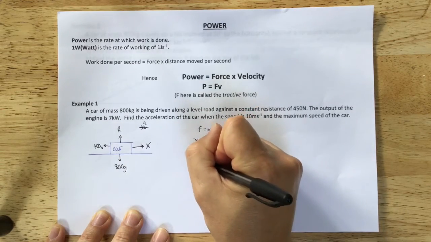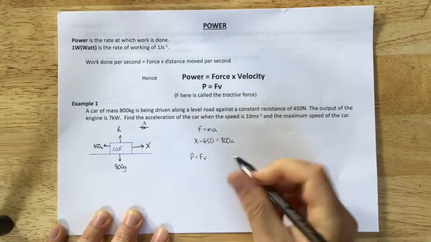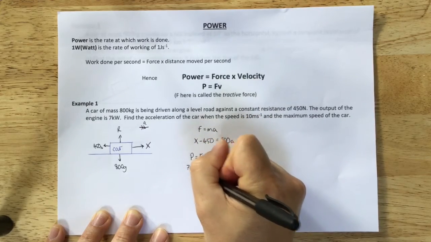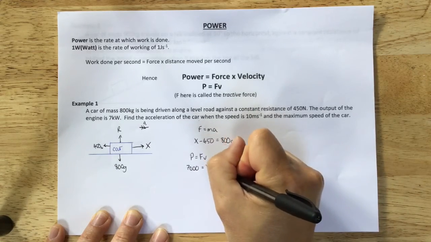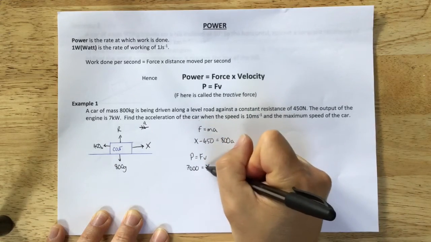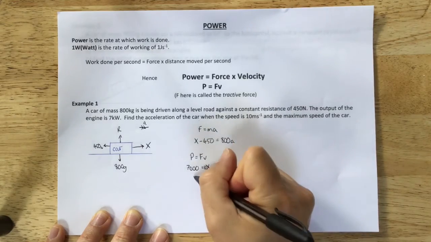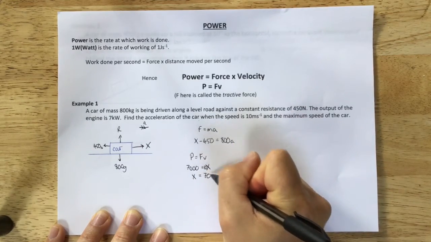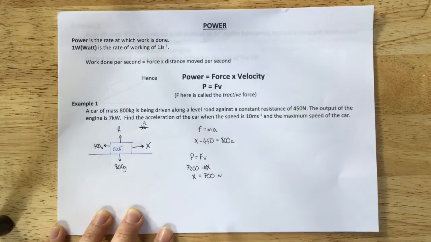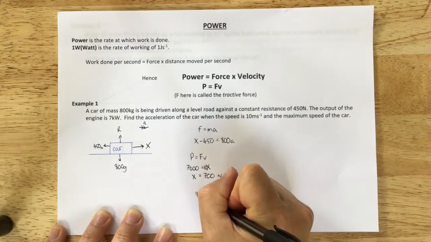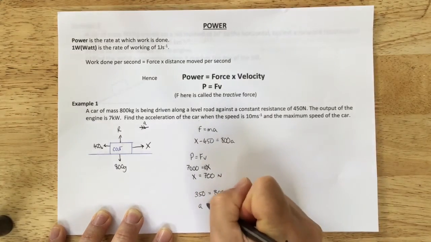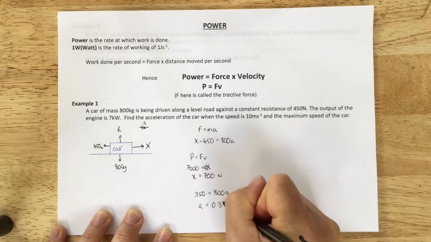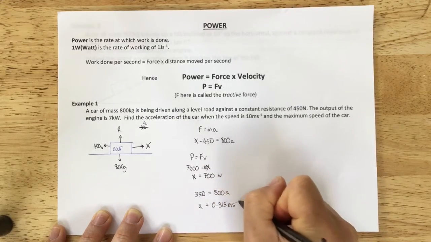We know that the power is force times velocity. In this case, we know the power is 7,000 watts, 7 kilowatts, and that's equal to that force x times the velocity, which is 10, so 10x. And so we see that x is 700 newtons. When we plug that back into Newton's second law, we see that 350 is equal to 800a. When we divide that, we get a to be 0.315 meters per second squared.